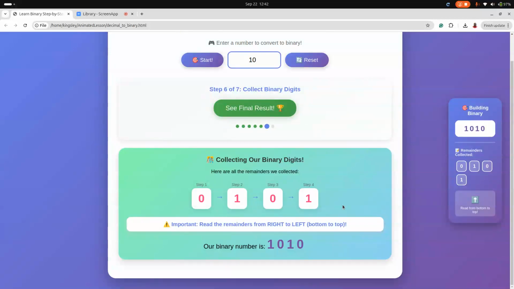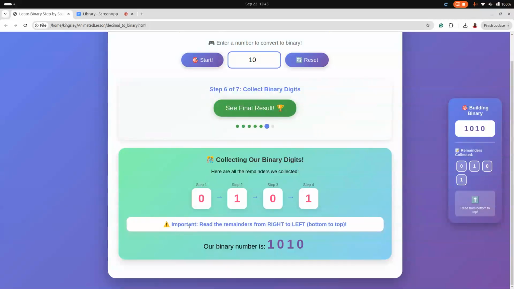by dividing the decimal number. Each time we divide the decimal number, it gives us a remainder, and we collected all the remainders. These numbers that you see here are the remainders that we collected. You can look, it's 0, 1, 0, 1. But if you look at our binary number, the one here, it's in a different order. So there is something that needs to be done.